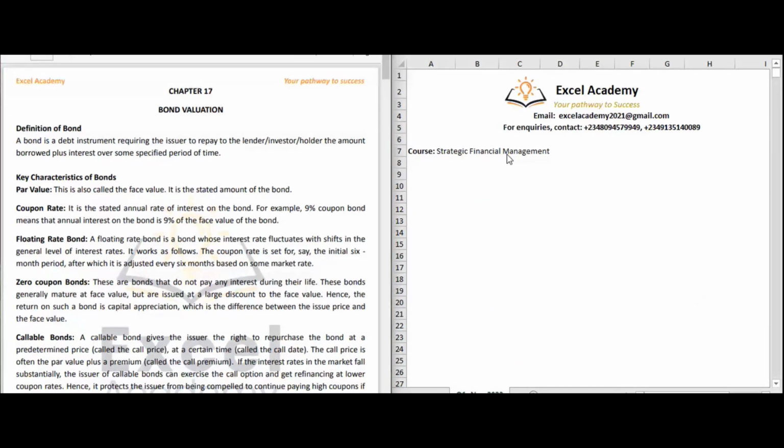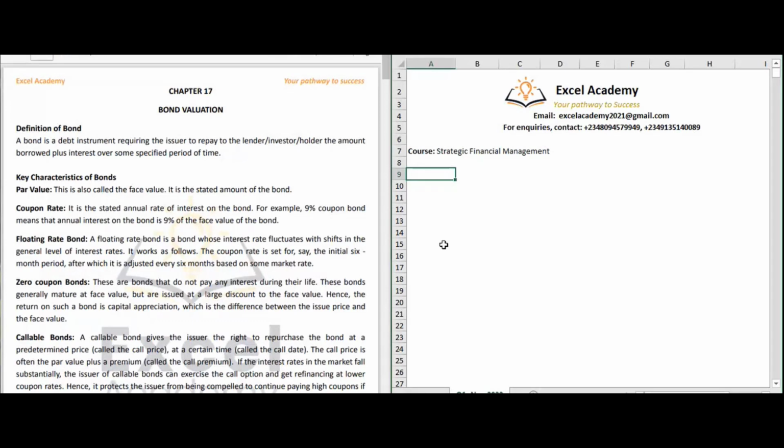So we'll be looking at bond valuation today. Now, this is something we have done in some way when we were calculating cost of debt. So you'll be seeing some of the things we've done already here. But this one is focused entirely on valuing bonds.